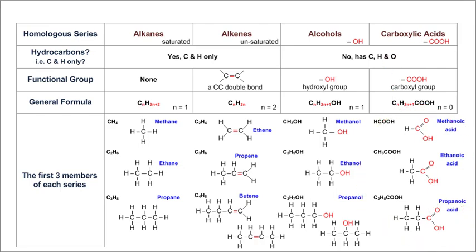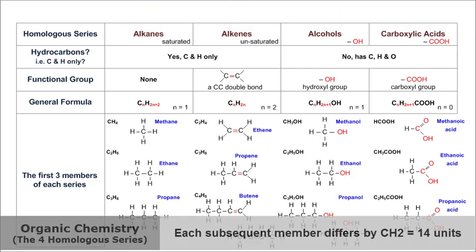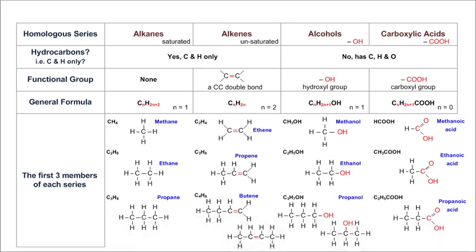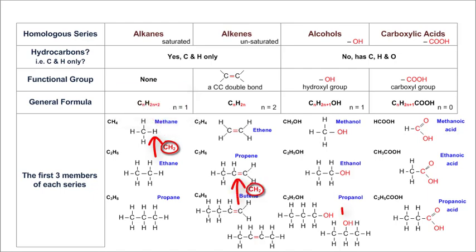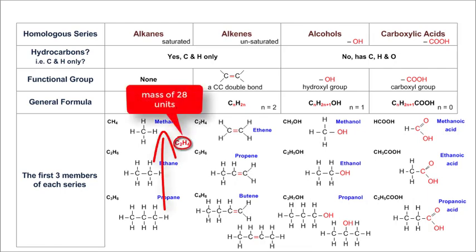And with that, we have a few important points to note. Firstly, the difference between any 2 consecutive members of any series would be a CH2, a mass of 14 units. The difference between ethane and methane is a CH2, between butene and propene a CH2, between propanol and ethanol a CH2, likewise between propanoic acid and ethanoic acid a CH2. Furthering that understanding, the difference between propane and methane would therefore be double that, a C2H4, a mass of 28 units.